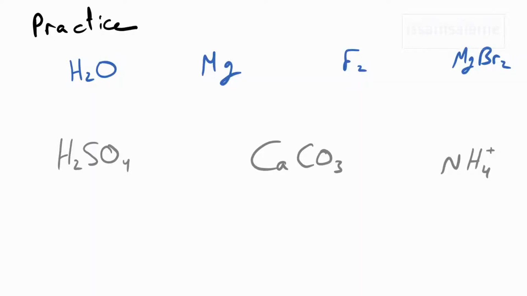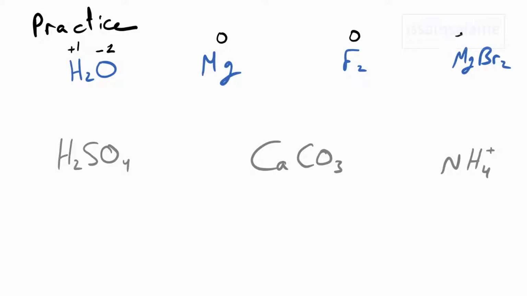Now let's practice the following exercises. H2O, as we saw before, the oxidation number for oxygen is -2 and the oxidation number for hydrogen is +1. Magnesium, it's a free element, so its oxidation number is equal to 0. Fluorine here is also a free element. Don't forget that we have only one symbol regardless of the subscript, so it's equal to 0.